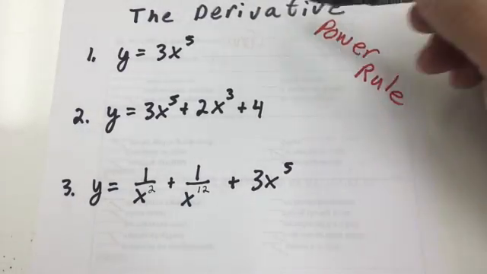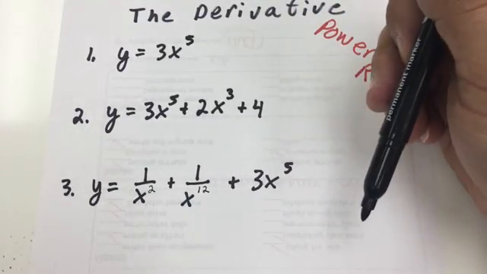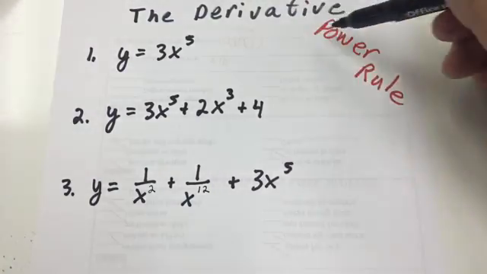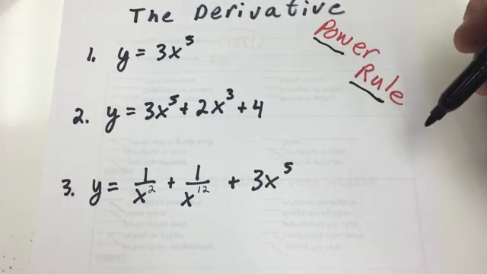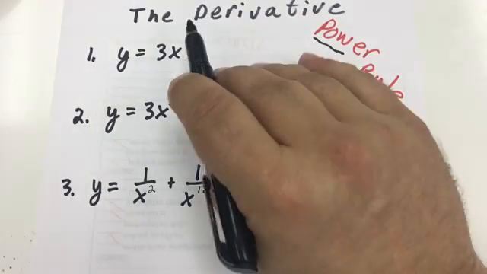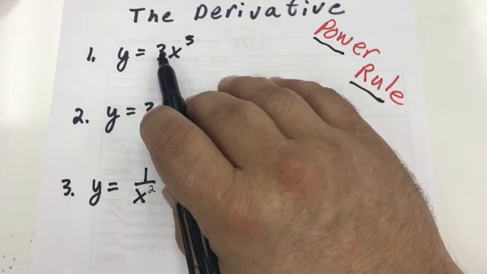I want to talk about something called the derivative. Now, for each of these problems, I could use the difference quotient, but that's a little tedious. There's a quicker method, and it's called the power rule. Now, you can't always use the power rule, but when you can, you want to implement it. Basically, all you do is take that exponent and multiply it by the coefficient in front.